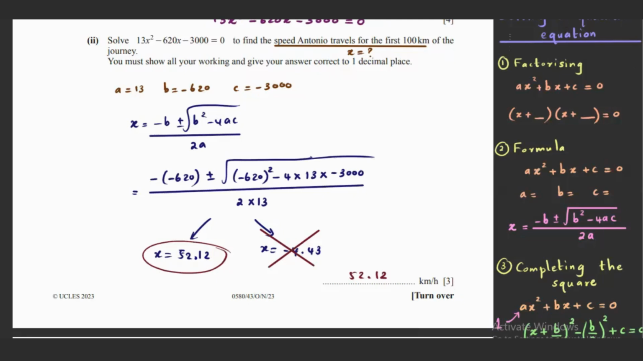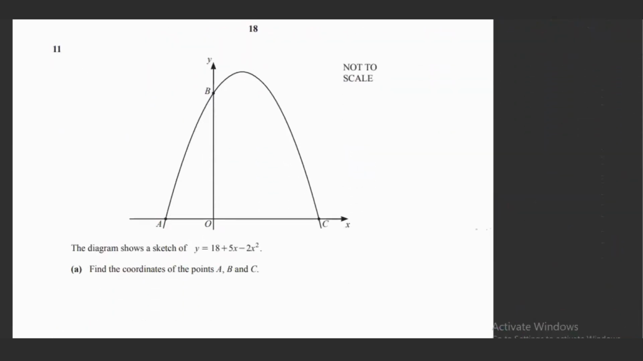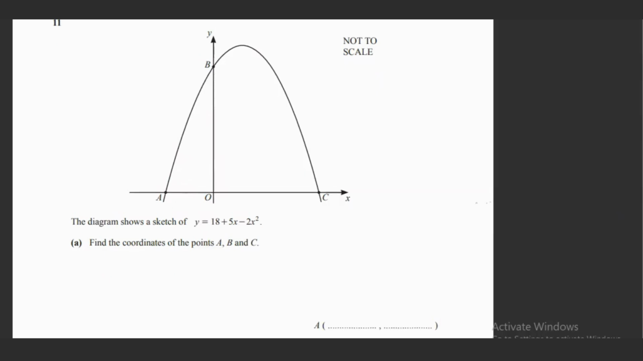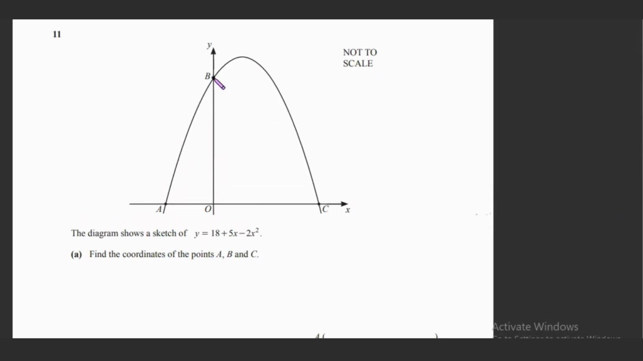Now let's move on to the next one that we have, which is question 11. We are given a quadratic graph here. We need to find the coordinates of the points A, B, and C. In this quadratic graph, point B is the y-intercept. That is the place where the graph hits the y-axis.